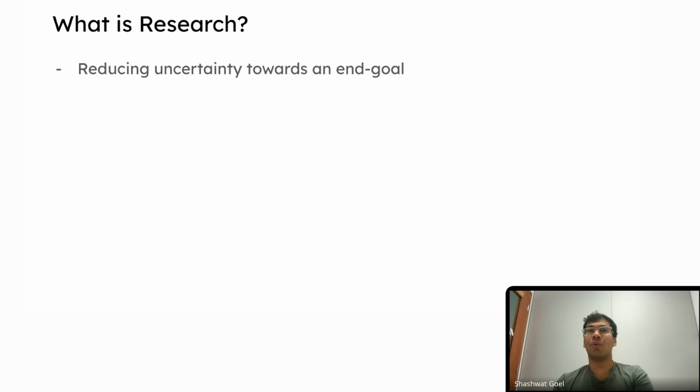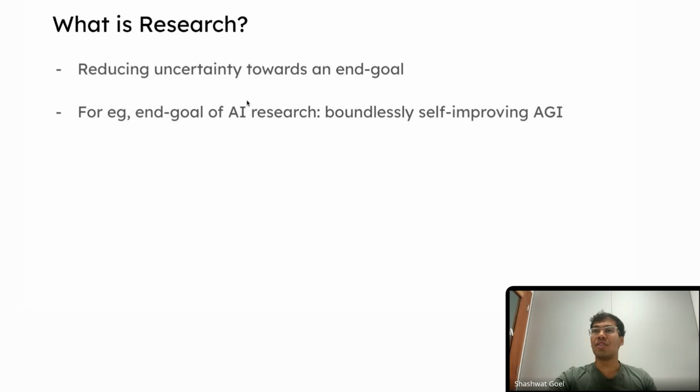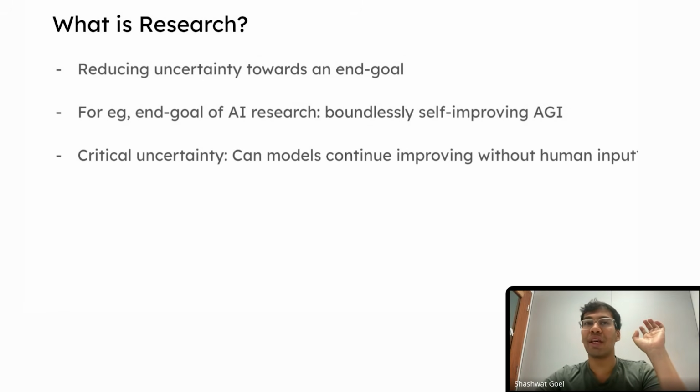But also when you're hoping to write a research paper, what you're trying to do is reduce uncertainty in the whole community. So basically what would this look like? Well, you could start with some end goal. For example, one end goal for AI research, one could say, is trying to create boundlessly self-improving AGI. I won't go a lot into what that term means right now, but some of you might roughly get what I'm trying to say here.